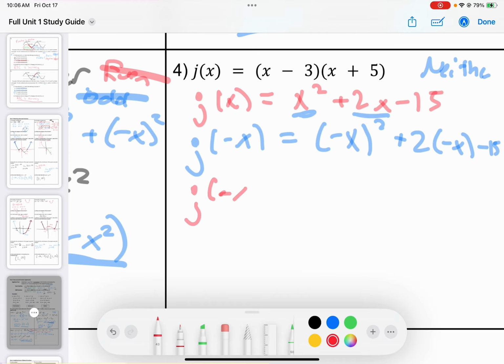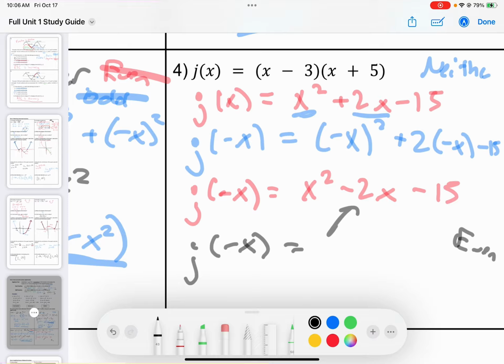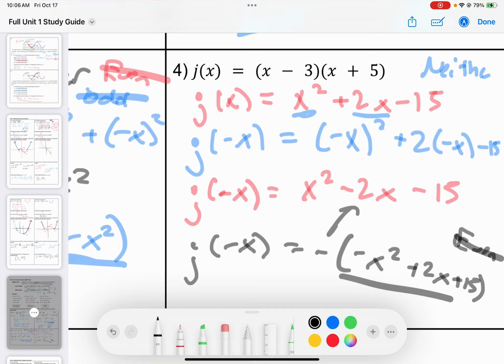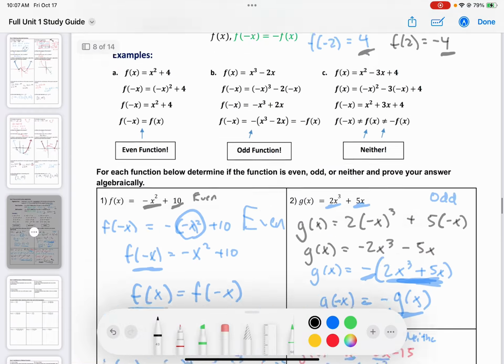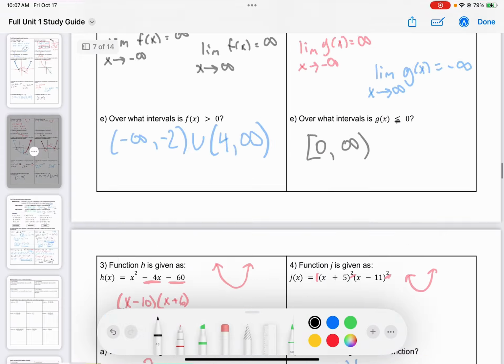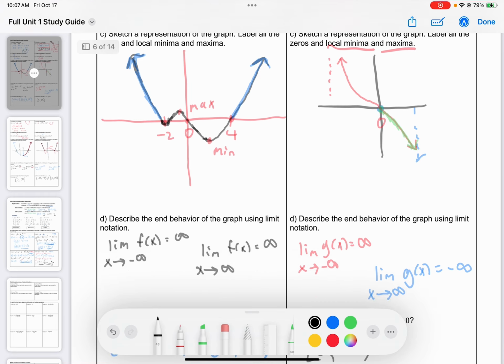J of negative x equals x squared minus 2x minus 15. This is not the same, so it's not even. And if I factor out a negative, it is once again not the same here, so it's not odd. All right, I think that's everything for polynomials. So we're going to end this video and pick up on the next one.